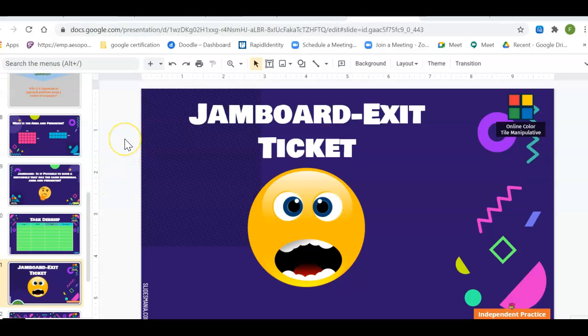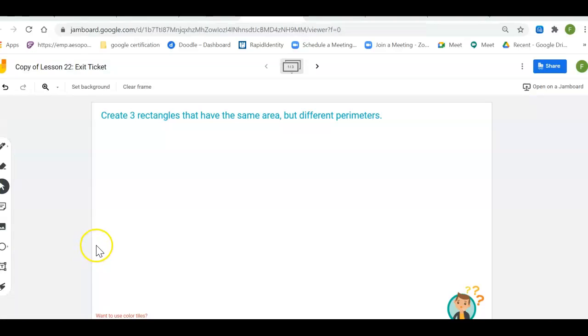All right, so on our next slide, this is slide number 11, you've got an exit ticket that you are going to need to complete for a grade. And that also is going to be a Jamboard that's been assigned to you, and I will show you exactly which one you should be doing. Okay, so this is the Jamboard exit ticket that you have to complete for a grade, and it's got 2 problems on it.